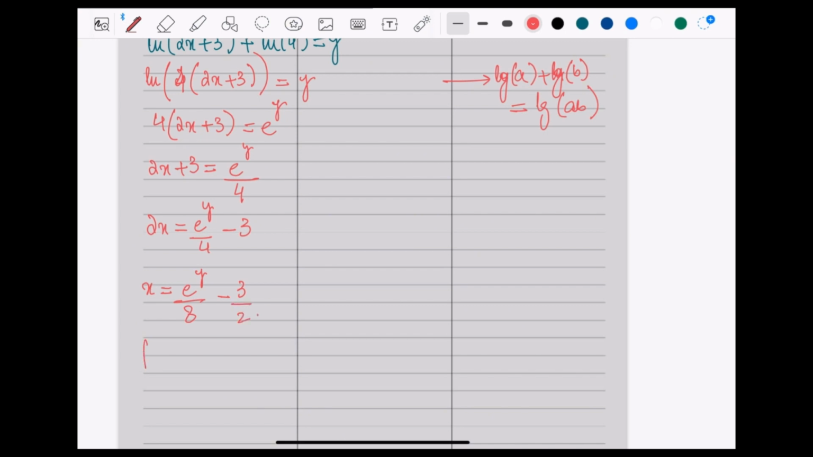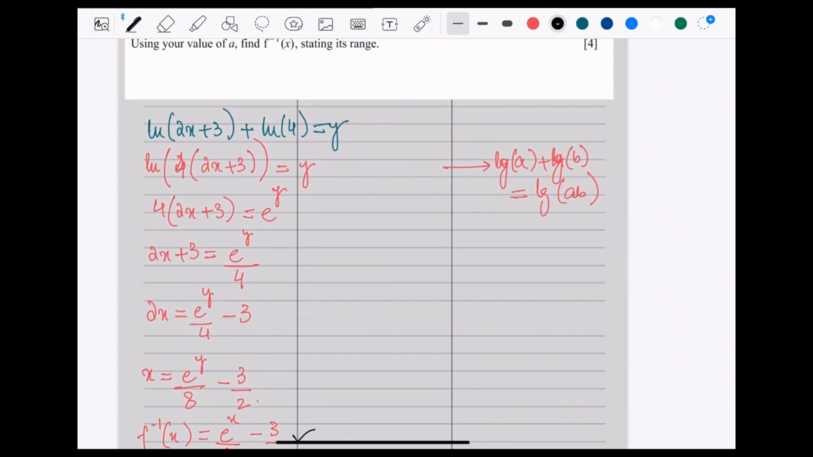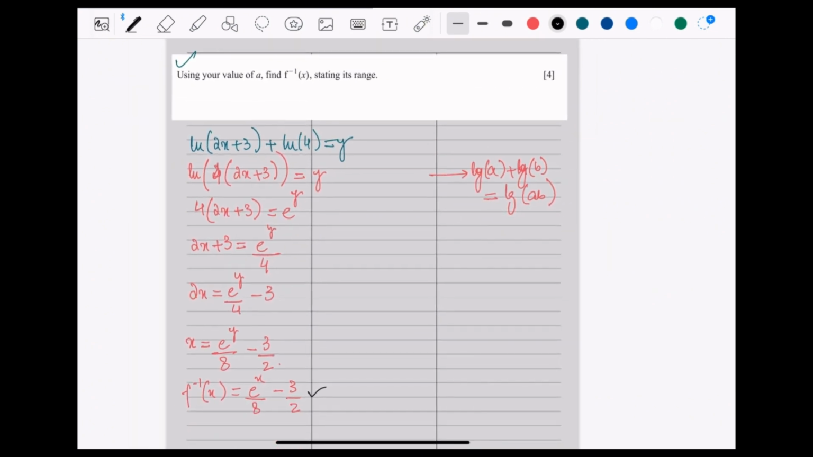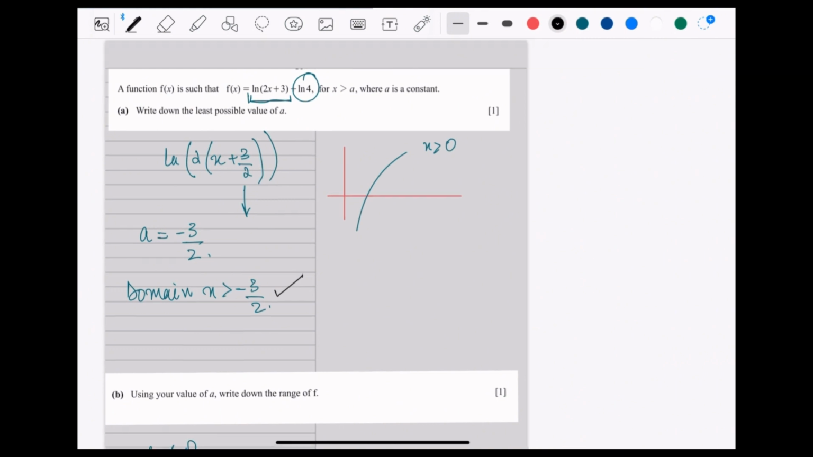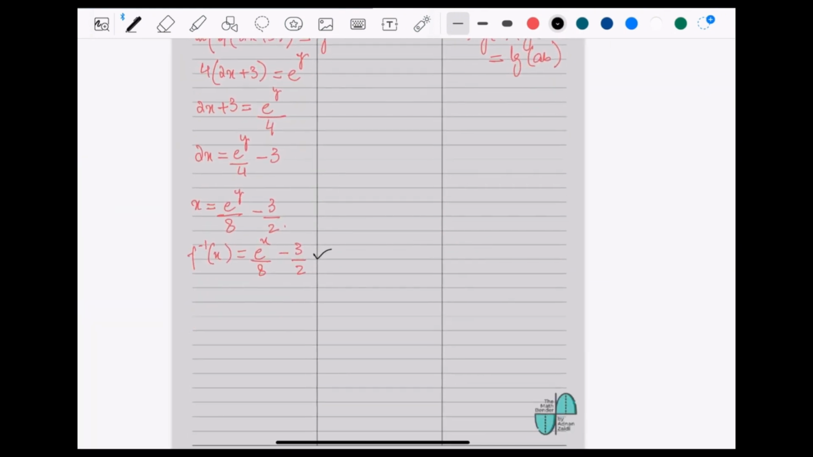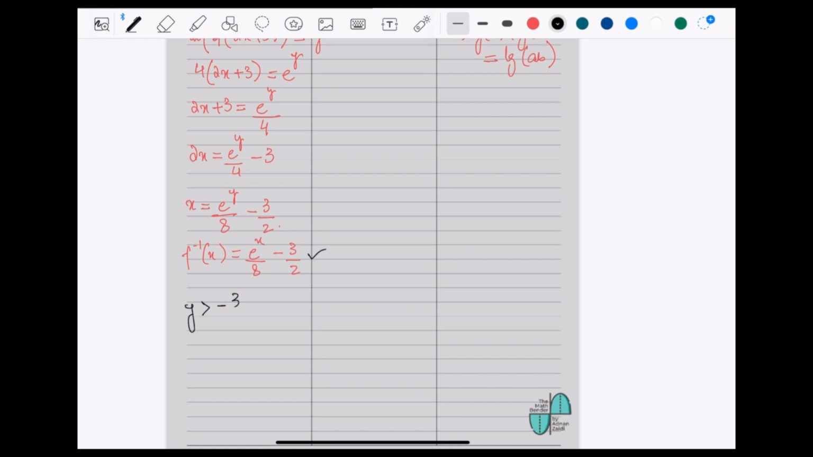You can also write this as f inverse of x is equal to e to the power of x over 8 minus 3 over 2. The domain of this function is the range of its original function, and the range of this function is going to be the domain of its original function. So the domain of the original function was this. So in this scenario, y is greater than negative 3 over 2.